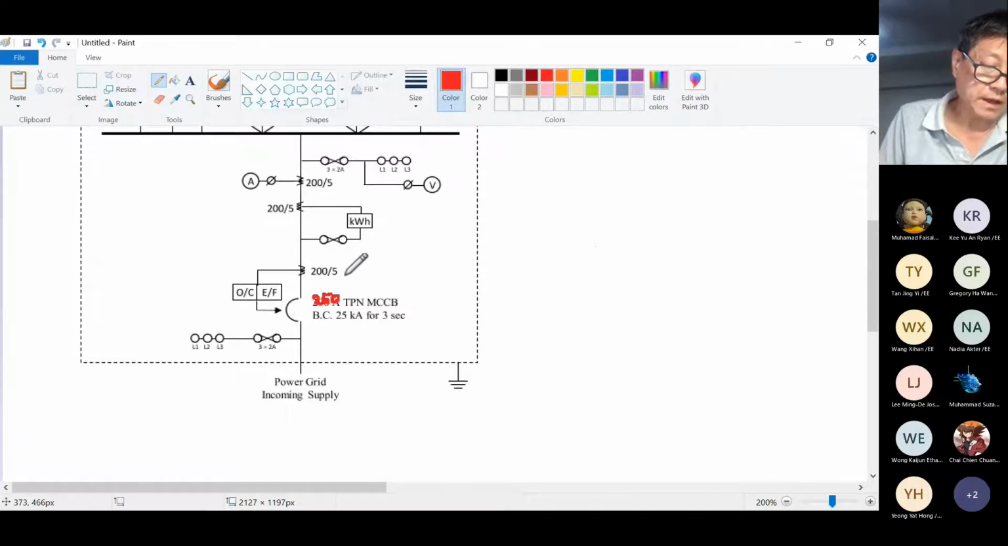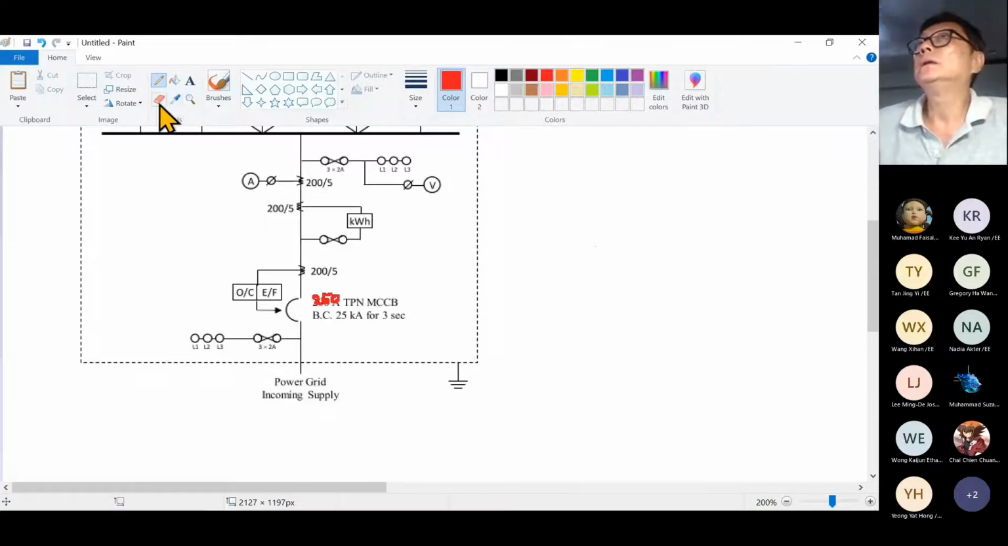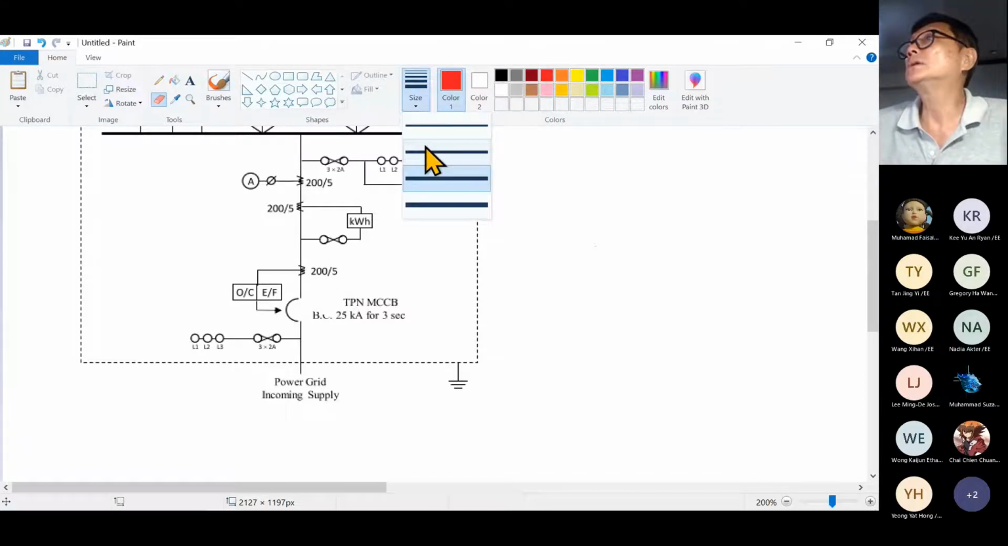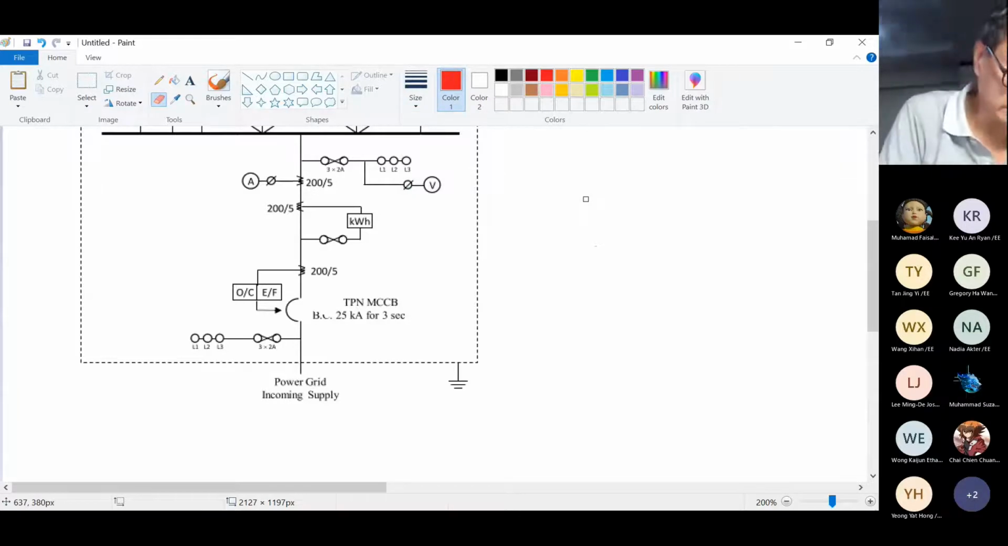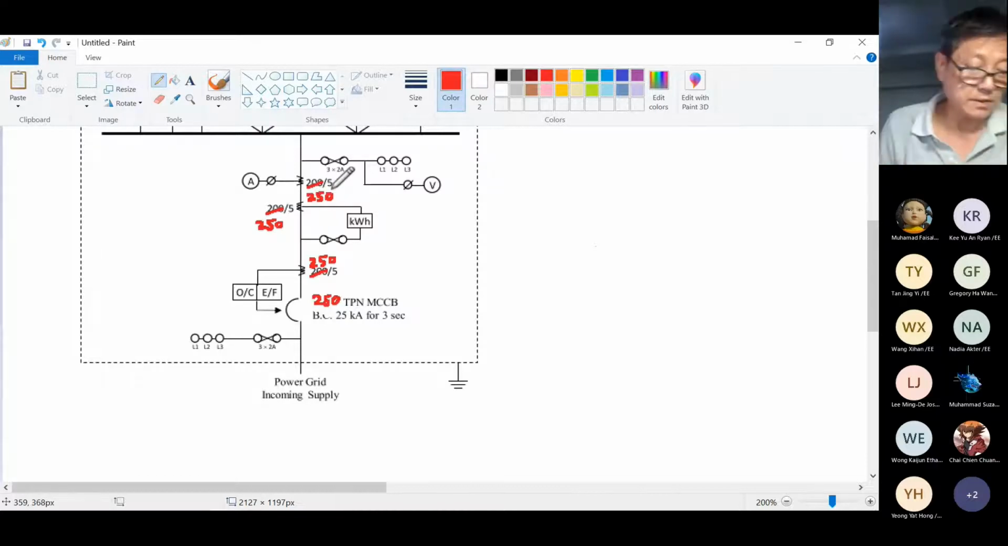Now the minute I change this to 250, there are a few things I must change to tally with it. So here is 250 ampere. The minute I change this, this one must change, this one must change, this one must change. It all must be the same.